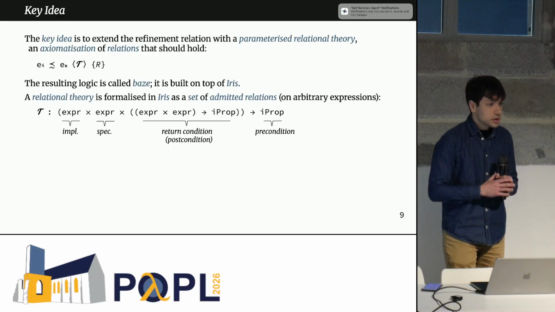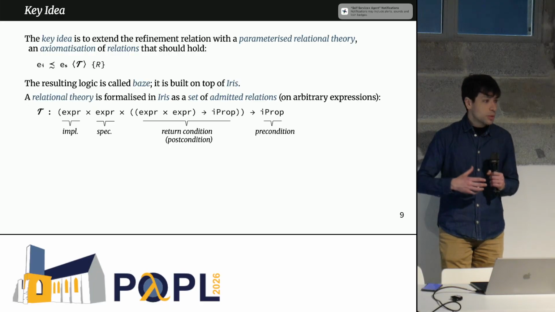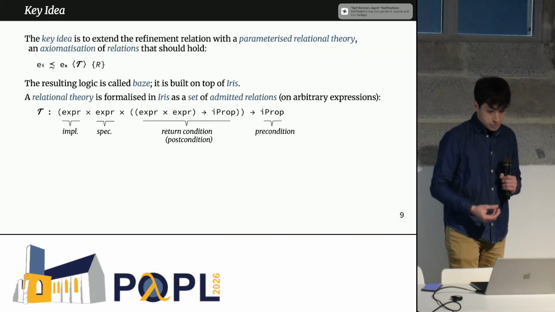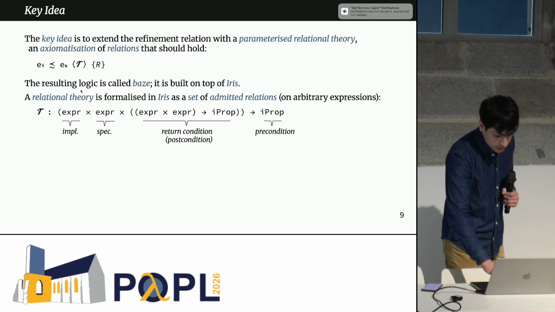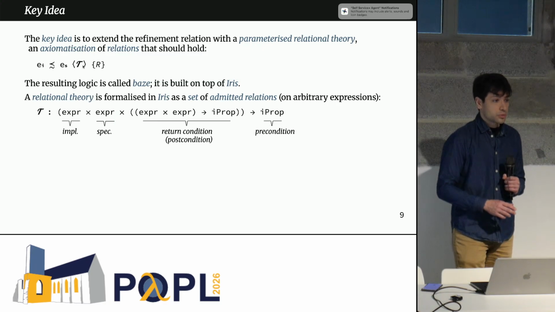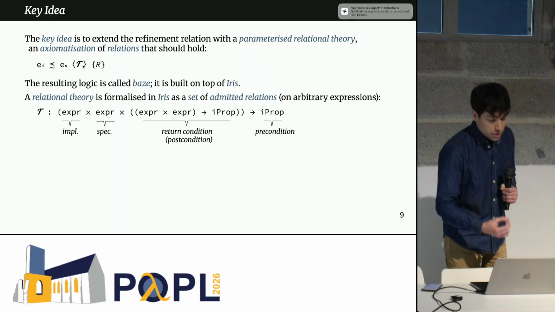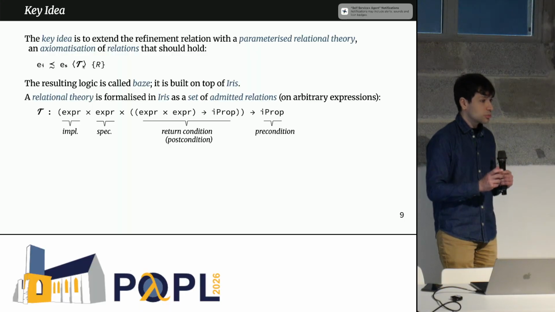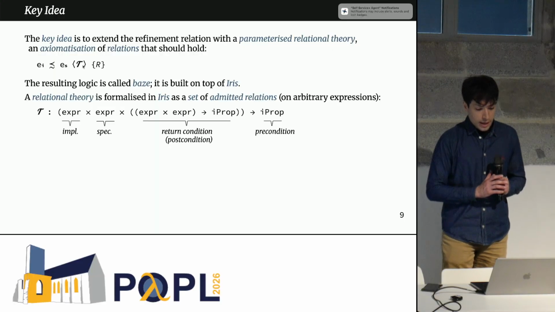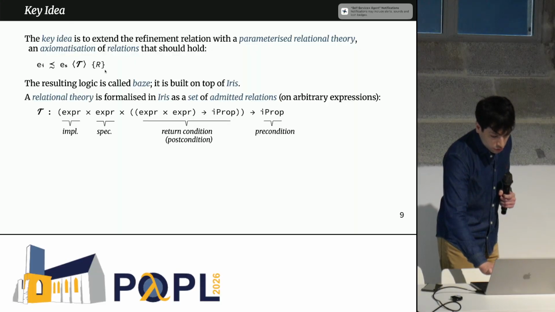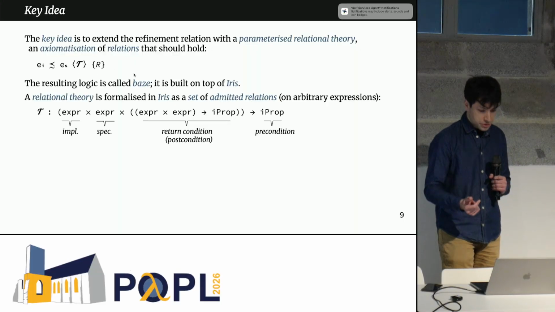So the key idea of our work is to come up with a new notion of refinement in the logic. And our idea is to parameterize the refinement relation with a theory, which can be seen as an axiomatization of the relations that should hold. And this resulting logic is called Base, and it's built on top of Iris.